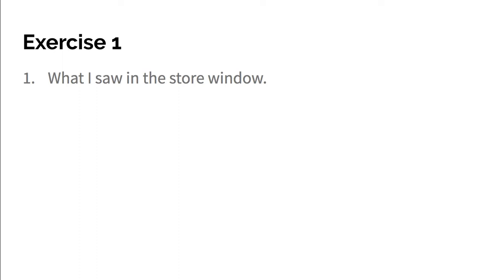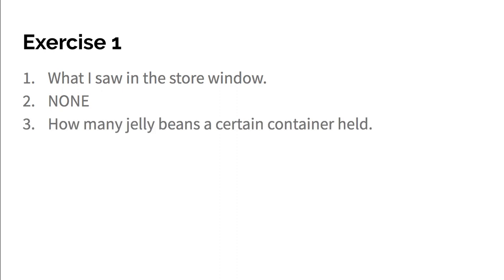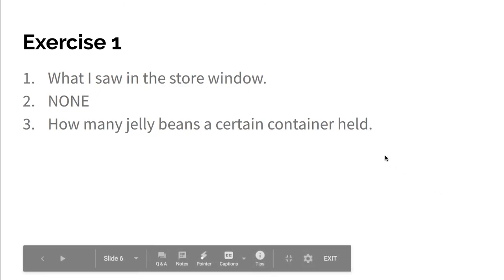Number 2, the sign announced what could be called a guessing contest. So there is no preposition in that one. Therefore, there is no noun clause, none. Number 3, each entrant had to make a guess about how many jelly beans a certain container held. So about is the preposition, how many jelly beans a certain container held. Another clue is that most of these phrases start with what or how.